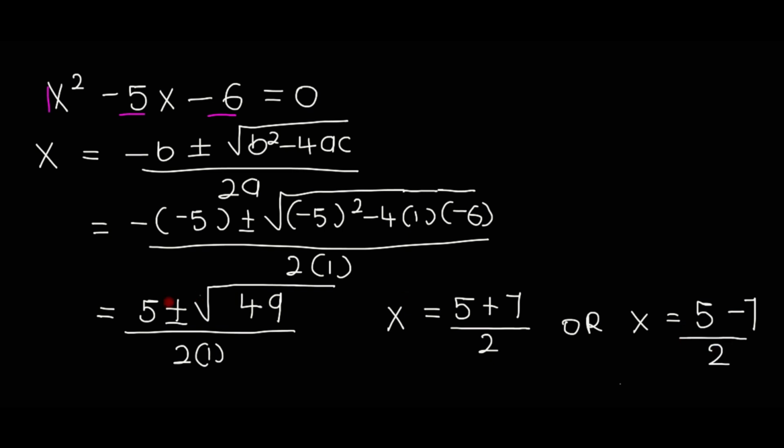Remember we have plus or minus, that is why I have 5 plus 7, where 7 is the square root of 49, and then this minus key is this one from the formula. So from there 5 plus 7 divided by 2 is positive 6, and this one 5 minus 7 divided by 2 is negative 1. So our solutions are x is equal to 6, and x is equal to negative 1.